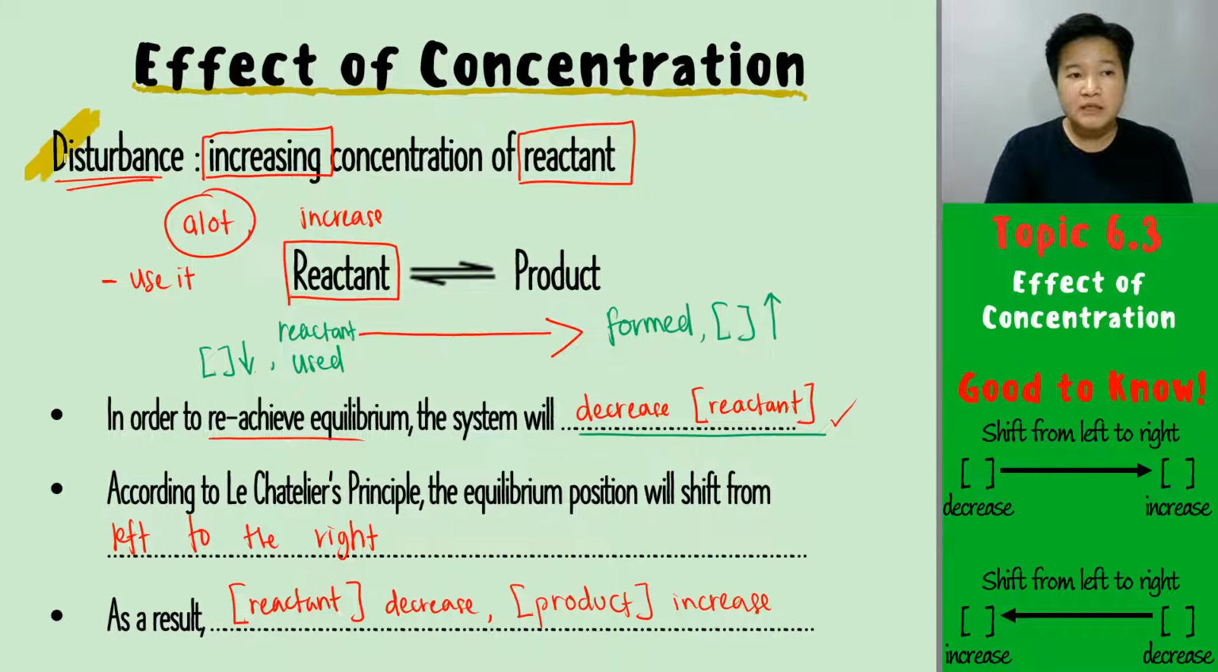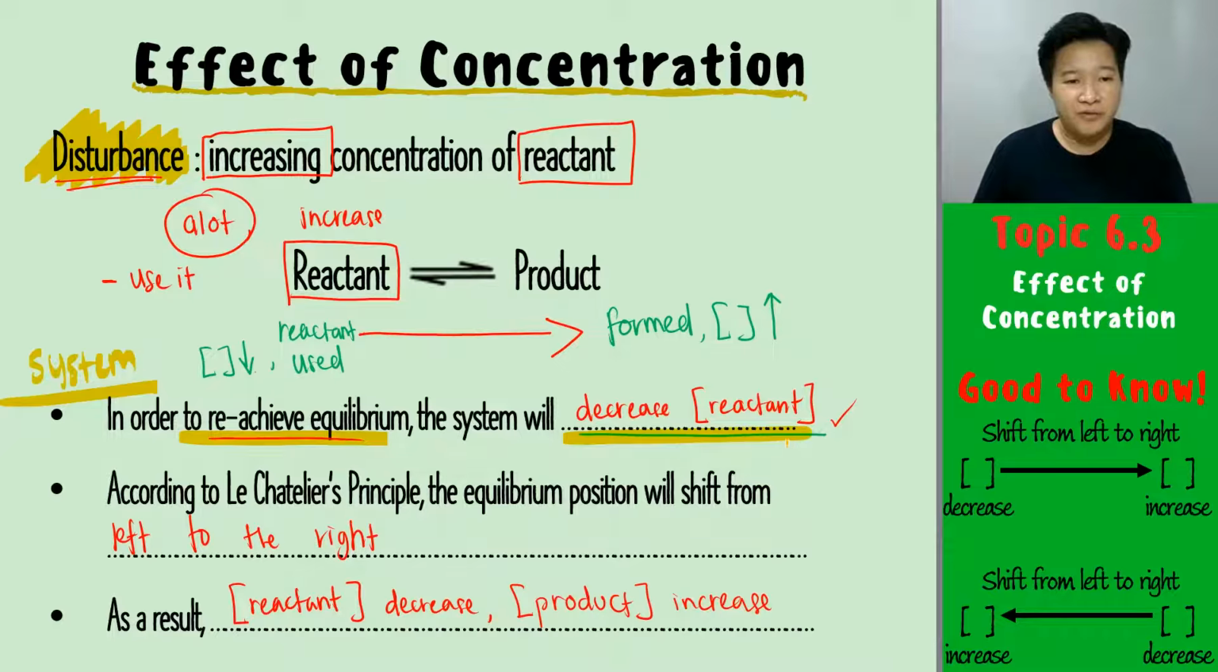Always remember, you need to know what your disturbance is before you can know what your system will do. Your system will re-achieve the equilibrium by decreasing the concentration that you increased just now. And we need to determine which direction it will be shifting, from where to where. And at the end of the day, which concentration decreases and which concentration increases, or vice versa.